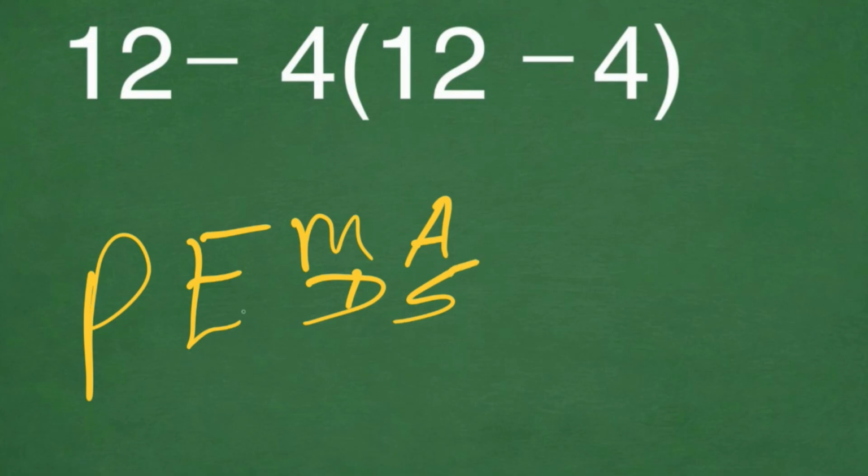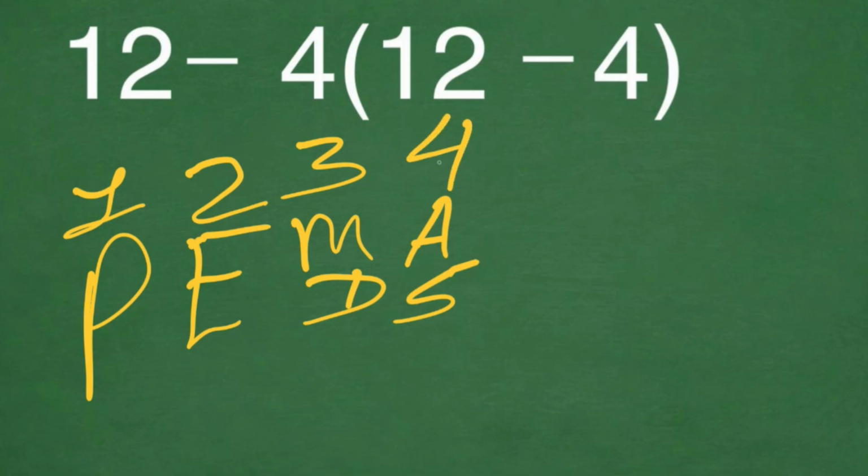according to the rule PEMDAS, P stands for parenthesis, E stands for exponent, M and D stand for multiplication or division, A and S stand for addition or subtraction. According to this rule, the first thing to solve is parenthesis, right? So parenthesis is priority number 1, and the second thing to solve is exponent, and the exponent is priority number 2. And the third thing to solve is multiplication or division, and it is priority number 3. And finally, we have to solve addition or subtraction. It is priority number 4.